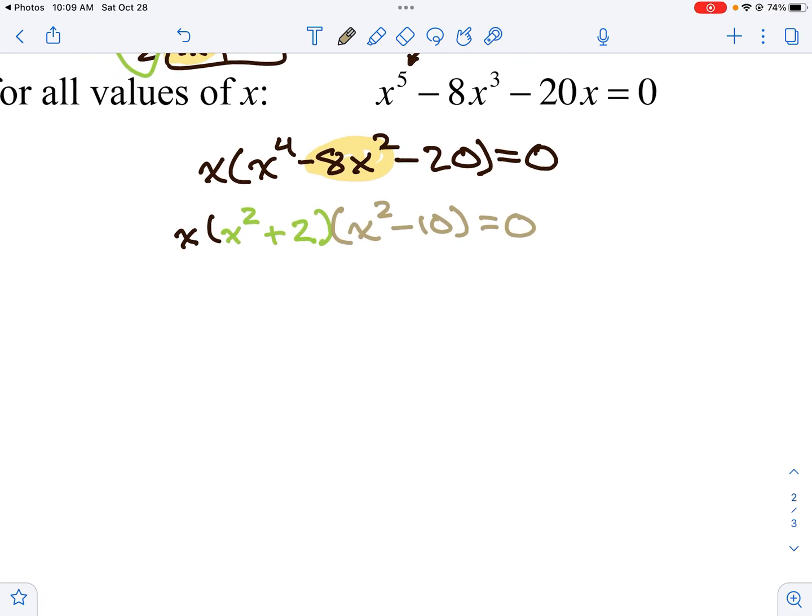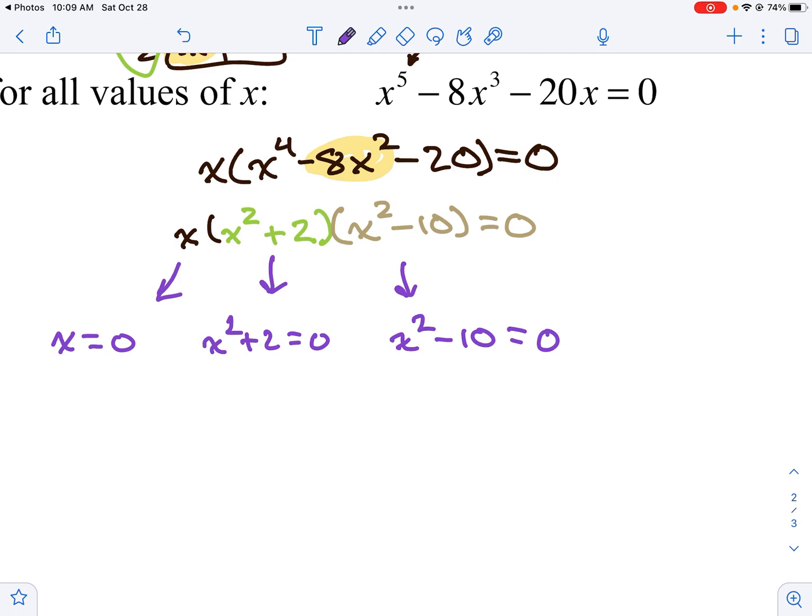Unlike Friday, you have to keep going and solve for x by using zero product property. So I'm going to set each expression equal to 0. So x equals 0, x squared plus 2 equals 0, and x squared minus 10 equals 0. And hey, we don't have to work too hard for the first one. X equals 0, that's an x-intercept and also a y-intercept, it passes through the origin. Here, we're going to subtract the 2 from both sides. And when you square root a negative, just remember that the square root of negative 1 is i.